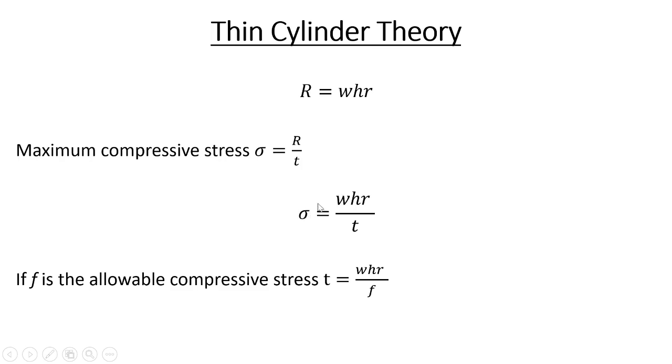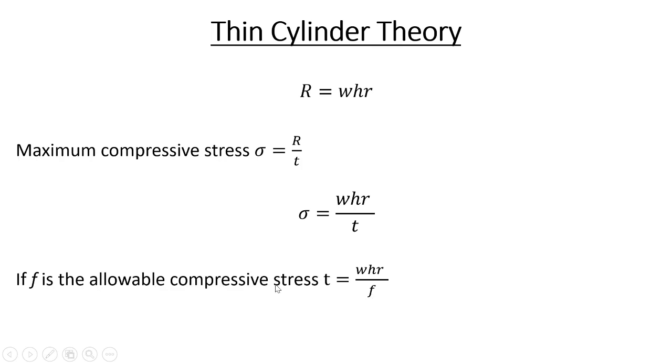Sigma will be equal to, instead of capital R we can substitute this, whr divided by t. I told you in the beginning, we are going to calculate the thickness of the arch dam. So if f is the allowable compressive stress in the material, instead of sigma you can substitute f. So you will get the final equation for thickness: t equals whr divided by f, where f is the allowable compressive stress.